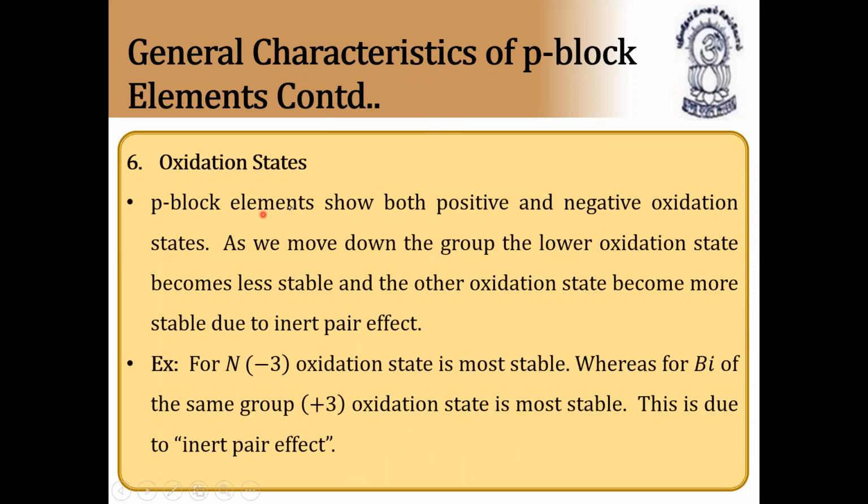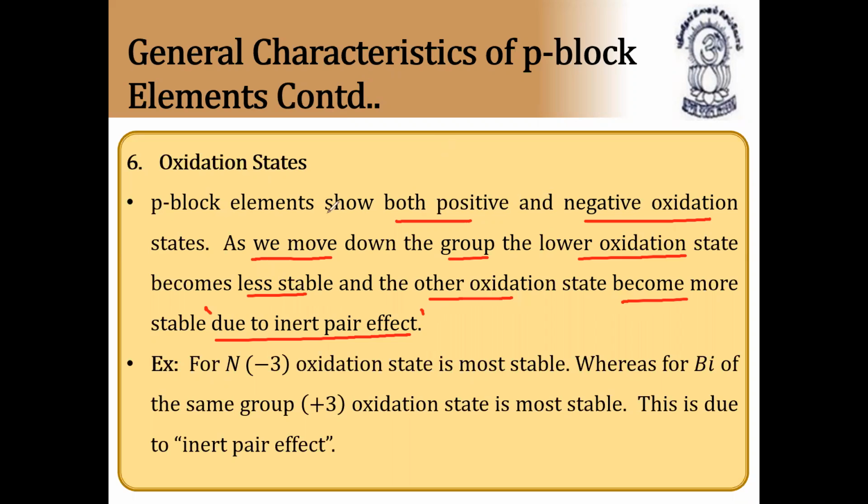Oxidation states. P block elements show both positive and negative oxidation states. As we move down the group, the lower oxidation state becomes less stable and the other oxidation state becomes more stable due to inert pair effect. What is inert pair effect? Very, very important.